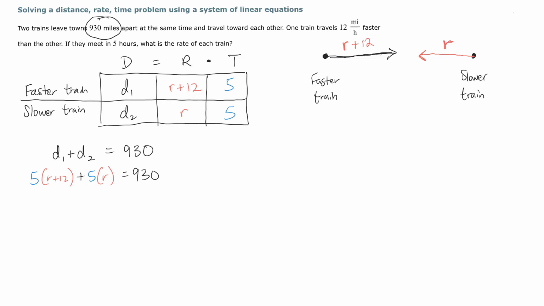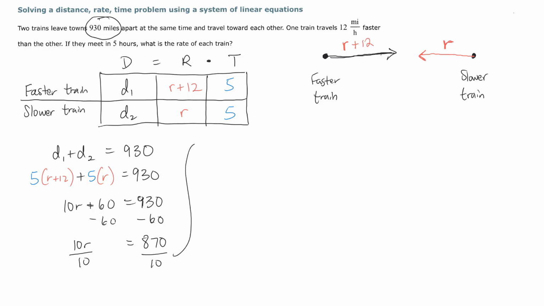Now we just react to the problem and solve an equation. And so we have 10r plus 60 is equal to 930. Subtract 60 from the entire sides. We have 10r is now equal to 870. 10 is not 0, so divide the entire sides by 10. R is equal to 87. And now we're ready to answer the question. The slower train is traveling, or let's say has a rate. How about that? We'll keep it simple.